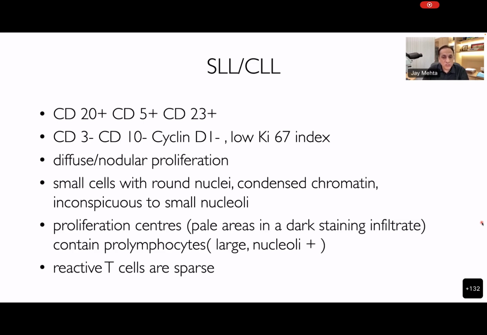You can also get proliferation centers, and I'm going to show you pictures of that, which are basically pale areas in a dark staining infiltrate. These actually contain pro-lymphocytes, which are large cells with prominent nucleoli. Reactive T cells are sparse in these CLL SLLs.